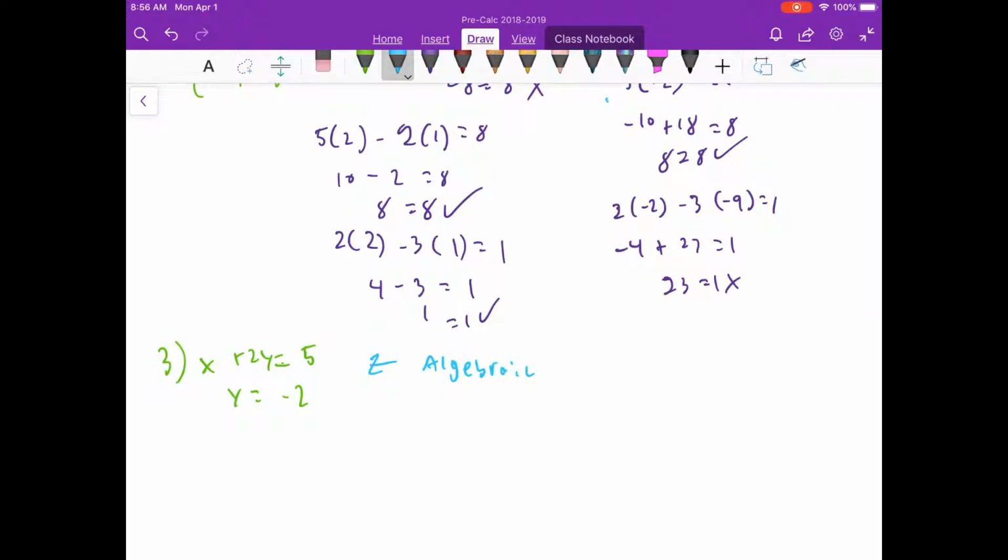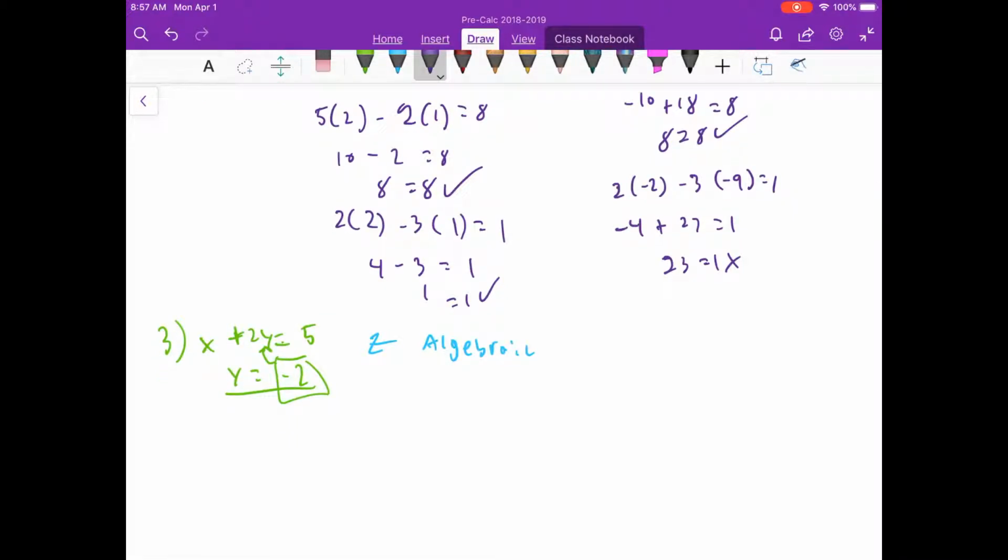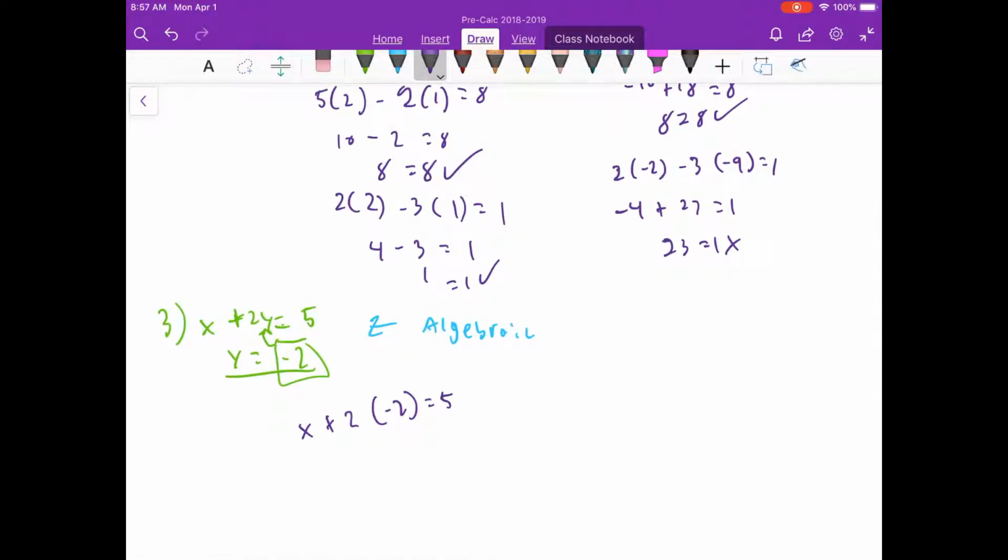Substitution simply asks us to find a solution for either x or y in one of the equations and plug it into the other equation. For example, we already have a solution for y here: y equals -2. So we can plug that -2 in for y in the first equation and then solve for x. We get x plus 2 times -2 equals 5, and then we multiply this out. We get x minus 4 equals 5, so x equals 9.